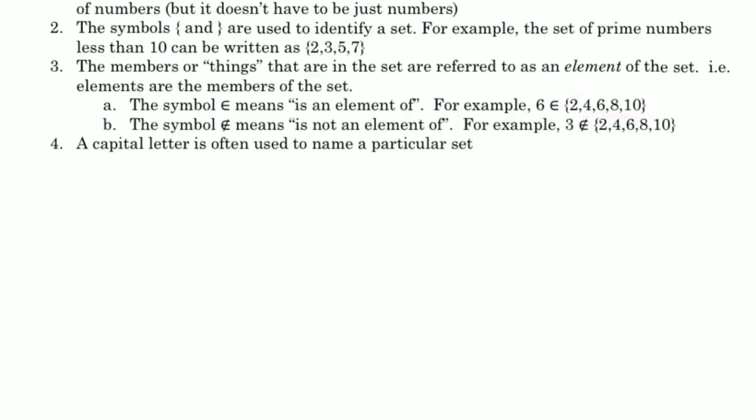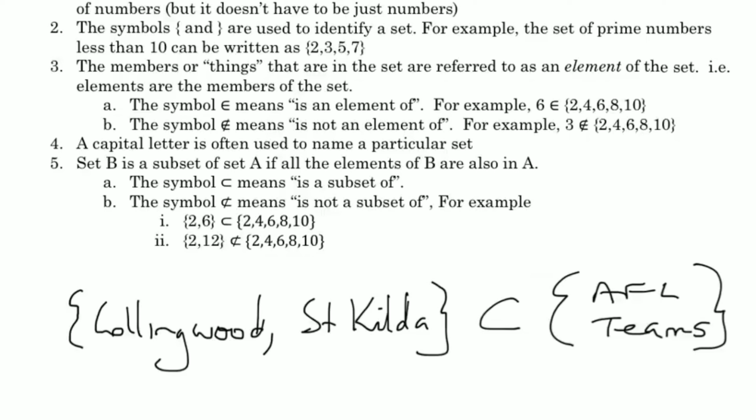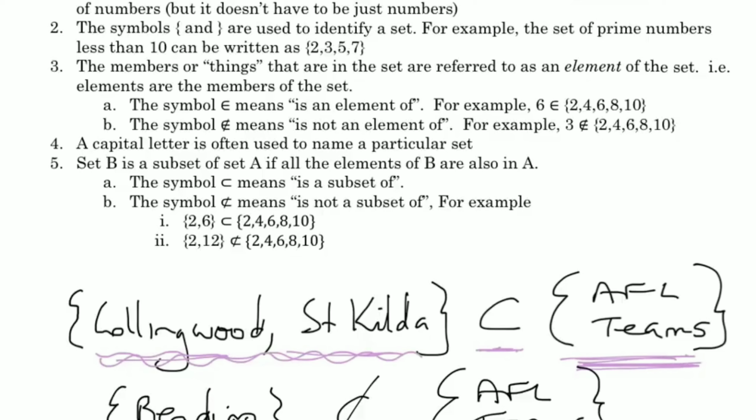We generally use capital letters to refer to particular sets. A given set, so for example, this Collingwood and St Kilda, the set of teams that I've followed during my lifetime, is a subset of another set if every one of these elements exists in that other set. So Collingwood and St Kilda are AFL teams, so that is a subset of the set AFL teams. Whereas the set Bendigo, the set of teams that my cousin has played for, is not an AFL team, so therefore it is not a subset.